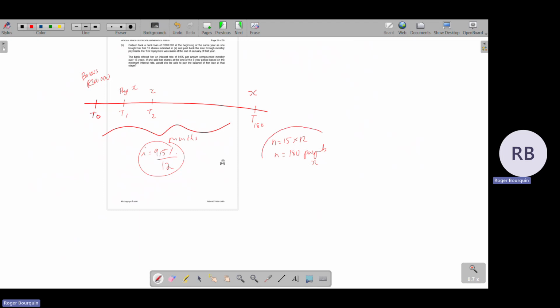Because it's 15 times 12. I'll make a note for you in the timeline. Everything's in months, so your interest is going to be 9.5% per annum compounded monthly, so it's 9.5% over 12. Are we happy with that? So the question is saying, what does she owe after 5 years? 5 years is 60 months, so at T60, I want to find the balance outstanding. That's really what the first part of the question is saying.